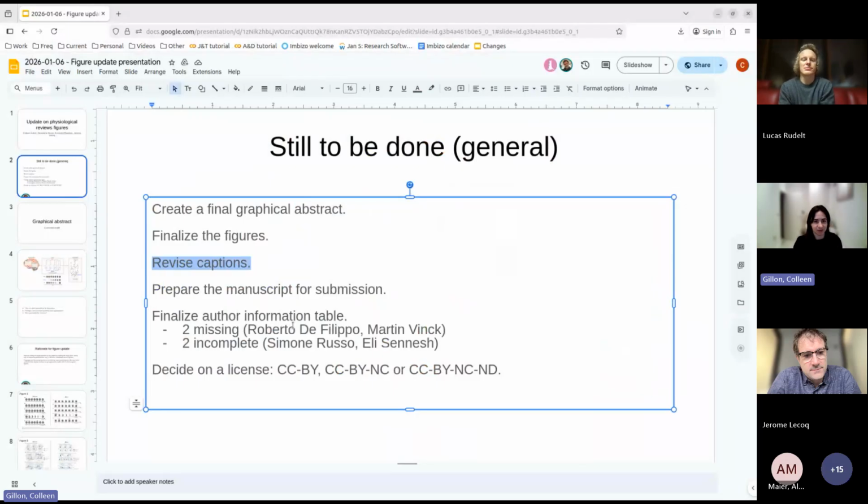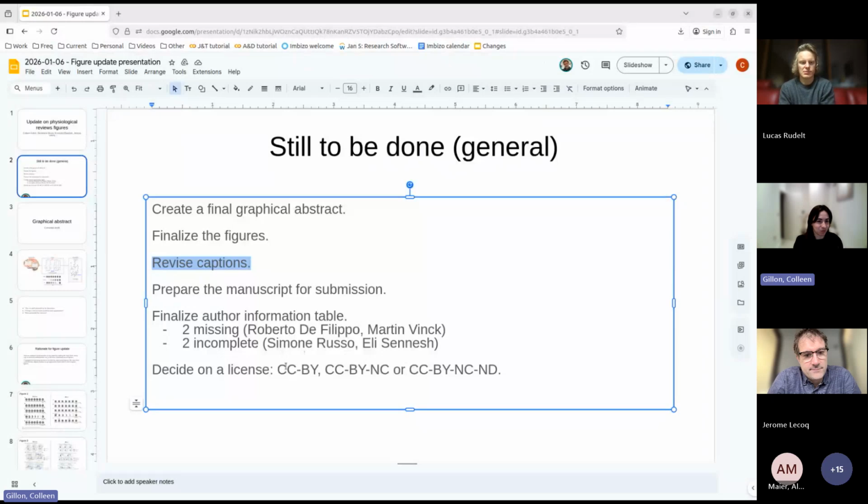I'm also missing author information. We made a table because, you know, 50 authors. If anyone knows the people I haven't been able to get a hold of, can you please ask them to click on the link? I've got no information yet for Roberto De Filippo and Martin Vink, and then just 2 columns missing for Simone Russo and Eli Senish. So please, if you know them, send them an email.